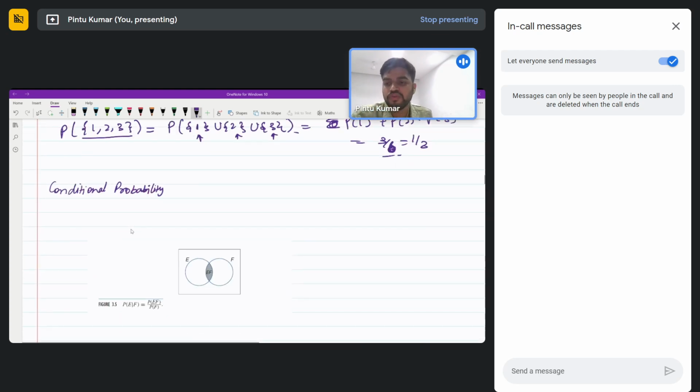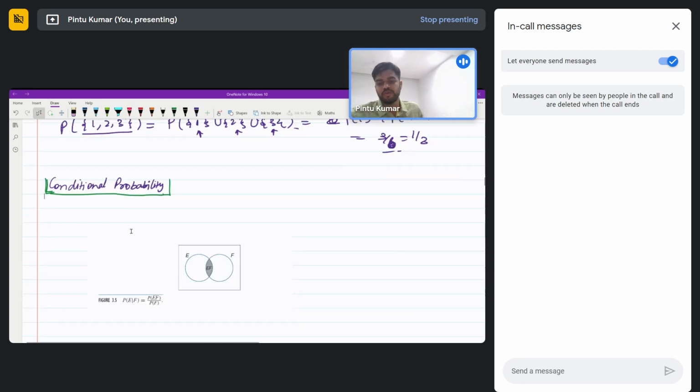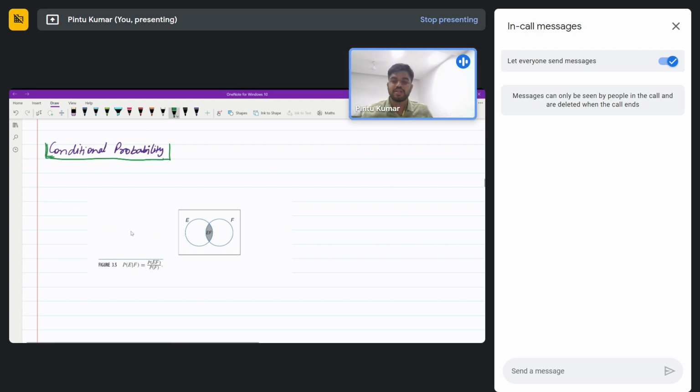Okay, so we move to something known as conditional probability. Okay, so I think I discussed probability a little bit, but most of you would be aware of it. So what is conditional probability? Let's say you have two events, E and F. Okay, and initially you have to find, let's say, the probability of E when you are given no information about it.